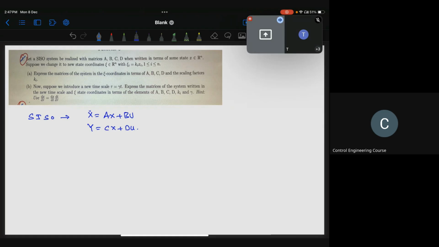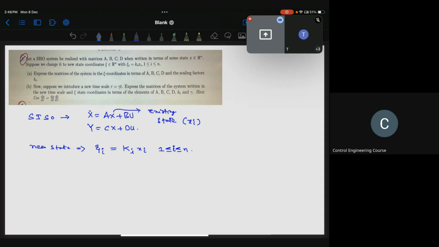Suppose the question is that we change the existing state to a new state. The existing state is x, with components xi. We are changing that to the new state zeta i, which is nothing but ki times xi, where i varies from 1 to n. So we are transforming the state from xi to zeta i.